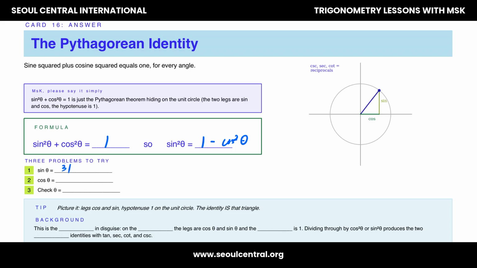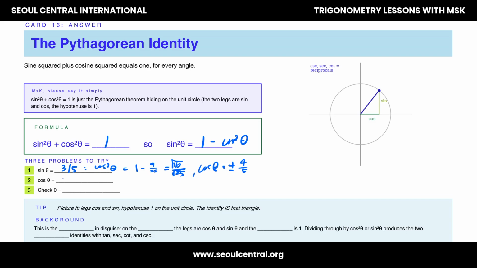If sine theta is 3 over 5, then cosine squared theta equals 1 minus 9 over 25. You can see where I got that, right? That would be 16 over 25. Therefore, cosine theta would be plus or minus 4 over 5, because if you took the square root of these, you would get plus or minus 4 over 5.